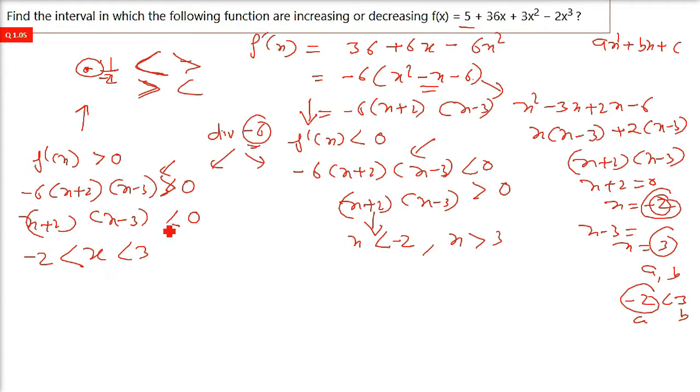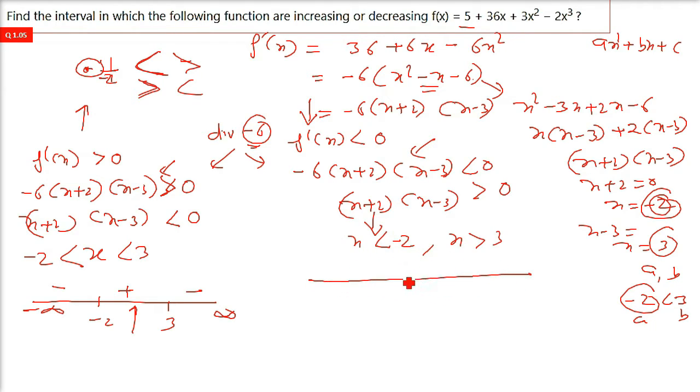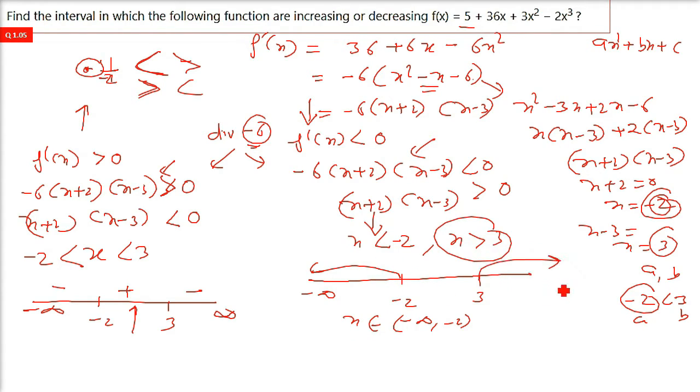So that means if f dash x is greater than 0, then for the values between -2 and 3, the function is going to increase. And from 3 to infinity and from -2 to -infinity, it is going to decrease. So when you combine them, how are you going to write it? Let me show you again. Everything on the left of -2, that is from -infinity to -2, it's going to decrease. And on the right side, 3 to infinity. So we have x belonging to minus infinity to -2 and x belonging to 3 to infinity. Now when you combine these two, it is going to be -infinity to -2 union 3 to infinity.